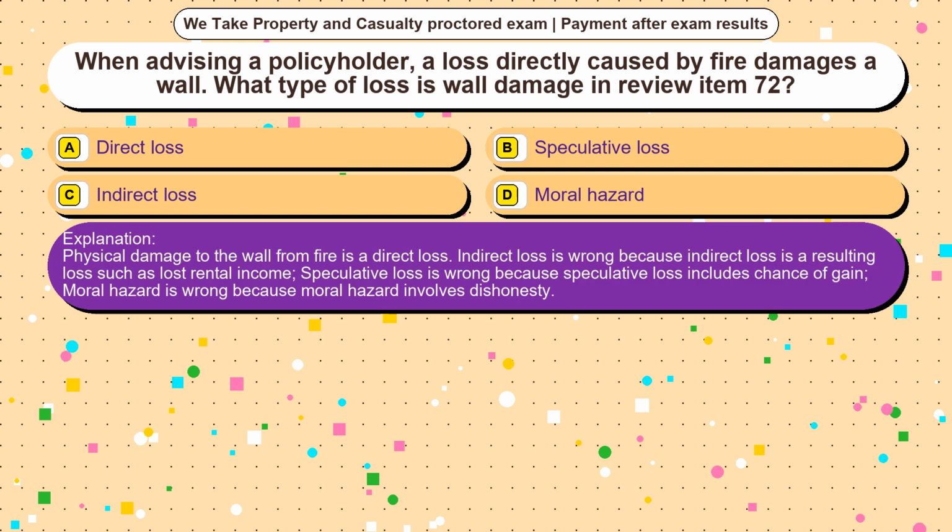Physical damage to the wall from fire is a direct loss. Indirect loss is wrong because indirect loss is a resulting loss such as lost rental income. Speculative loss is wrong because speculative loss includes chance of gain.